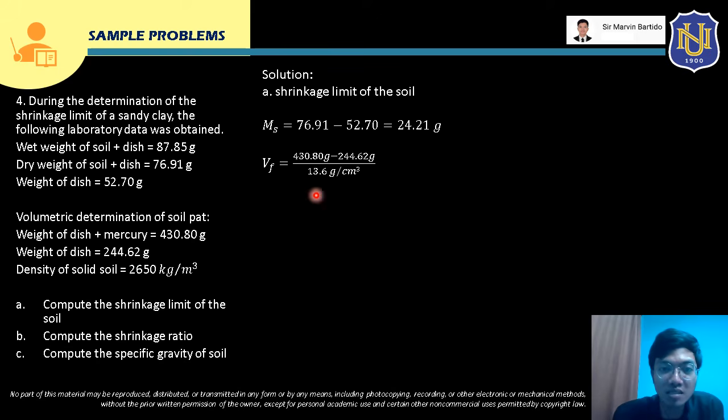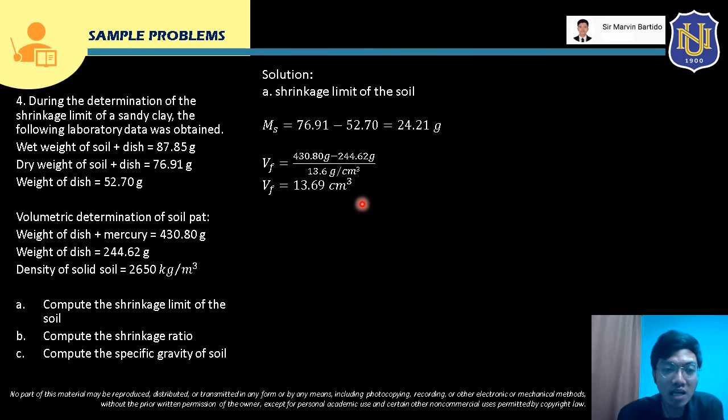So, in this case, class, yung mass ng mercury ay subtract lang natin, 430.80 minus 244.62, which is the mass of the dish, para makuha natin yung mass ng mercury. Ito yung mass ng dish plus mercury. So, 430.80 grams minus 244.62 grams, over yung density ng mercury na 13.6 grams per centimeter cube. Makukuha natin yung volume, solving the volume of the mercury displaced by the dry soil. So, ito ay 13.69 centimeter cube. This is the same volume nung dry soil natin.